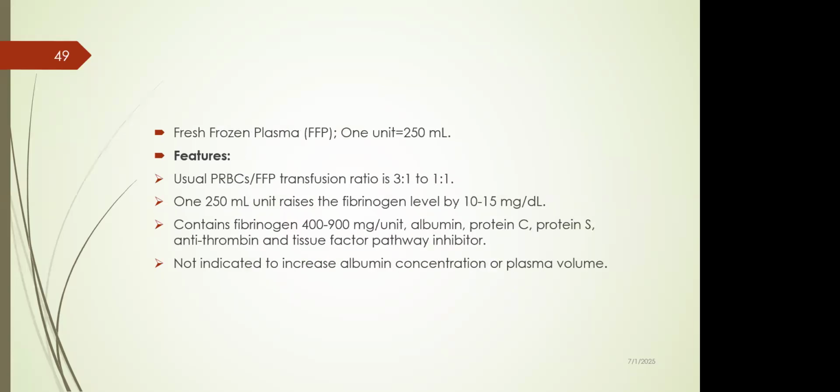The fresh frozen plasma, 1 unit is about 250 mils. A usual transfusion ratio is about 3 to 1 or 1:1 if you are transfusing packed red blood cells at the same time with fresh frozen plasma. It contains about 400 to 900 milligram per unit of albumin, protein C, protein S, and then anti-thrombin.